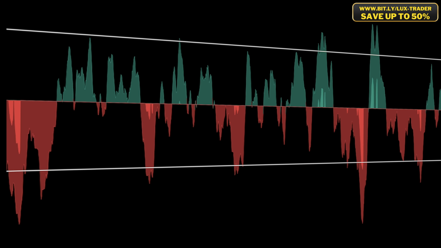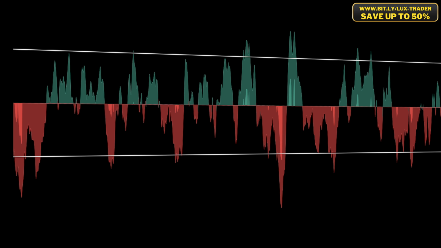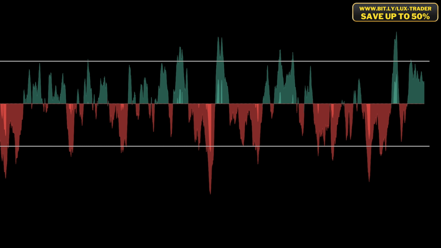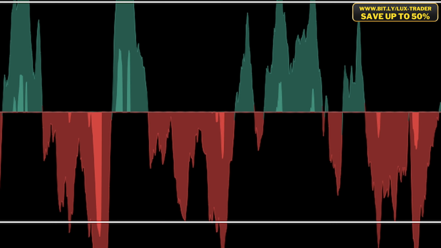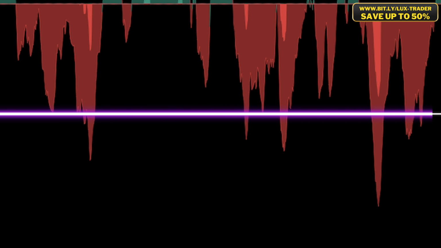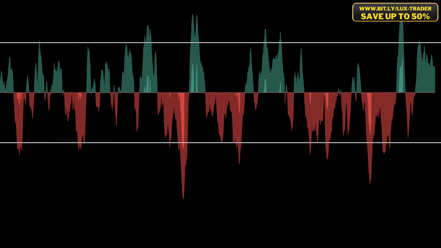The main goal of this indicator is to identify the times when the market is overbought or oversold. When money flow crosses above the 60 level, the market is considered overbought. When money flow crosses below the 40 level, the market is considered oversold.